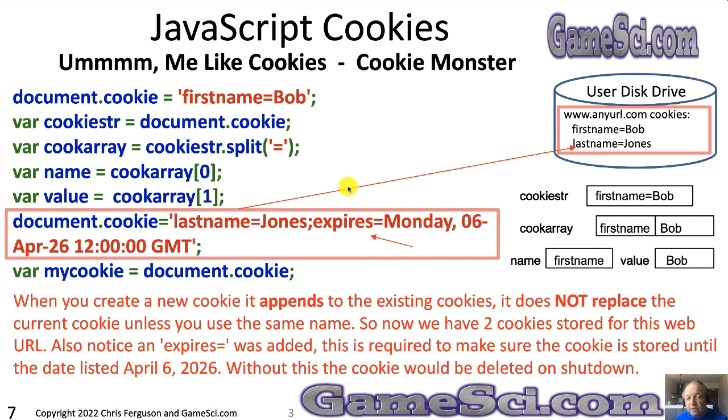More importantly, follow the arrow. We already set first name equal to Bob. When I add another cookie, it appends on and creates last name equals Jones, so now I'm storing 2 cookies. The first one I set up here, and the second one I set here. Normally the equal overwrites what's in the variable. In this case of cookies, it adds to what's in the variable.